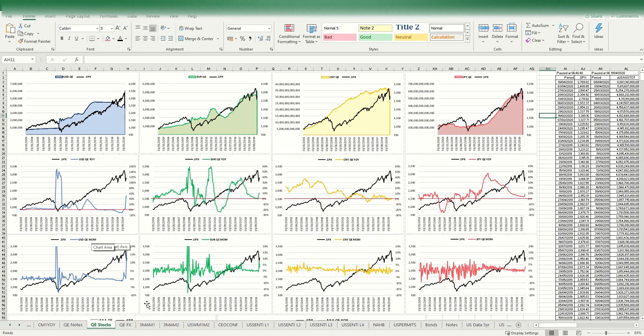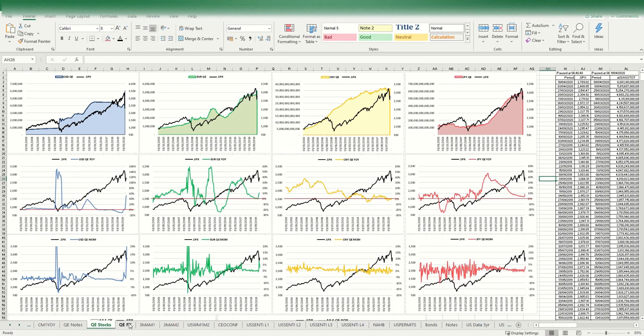If you want to know more about QE, just do a quick Google. You'll find Wikipedia entries and different financial articles on what it means and why it's important. But it's been a theme that has dominated the markets for the last 15 years or so, and probably will continue to do so. It's also important for FX.